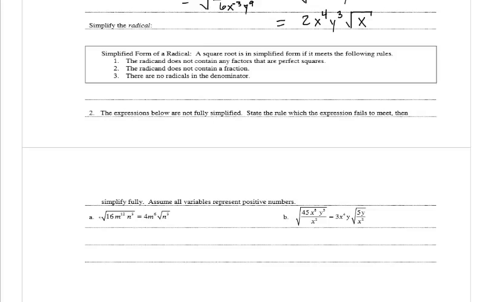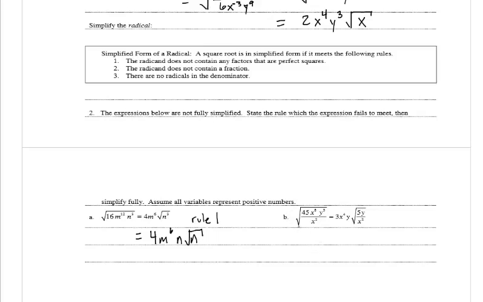In A, we have the square root of 16 m to the 12th n cubed, and they say that's equal to 4 m to the 6th times the square root of n cubed. This fails to meet rule 1, or number 1 in the box, because we still have a perfect square inside of our radical. So we're going to rewrite this as 4m to the 6th, and now the square root of n cubed can be written as n times the square root of n.